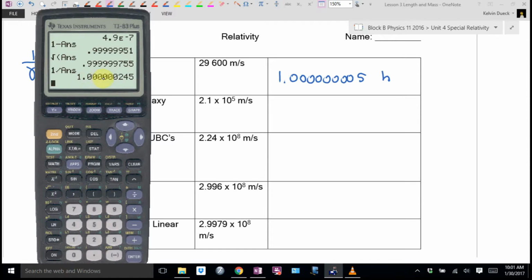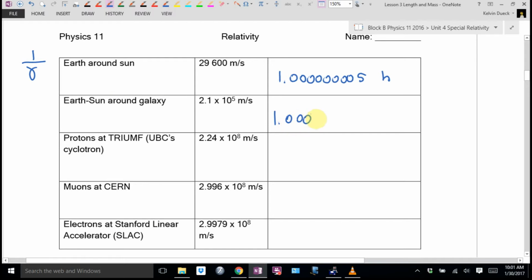1.000000245, six zeros after the decimal point. Meh. Hardly makes a difference. Meh.